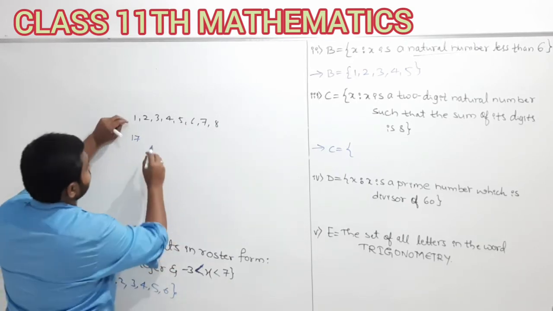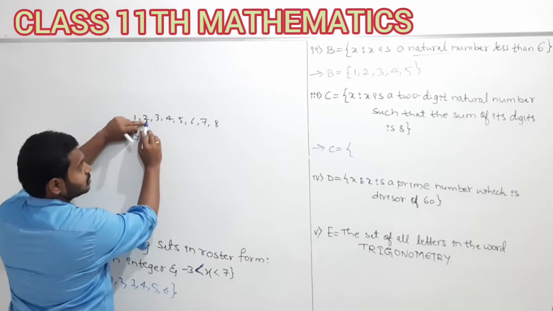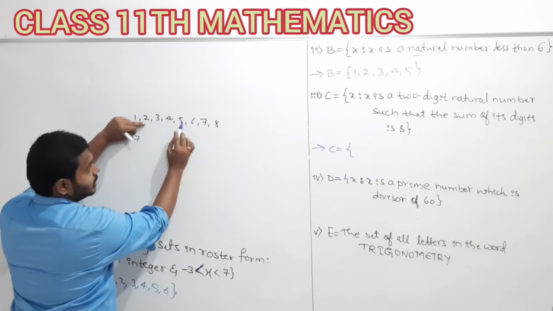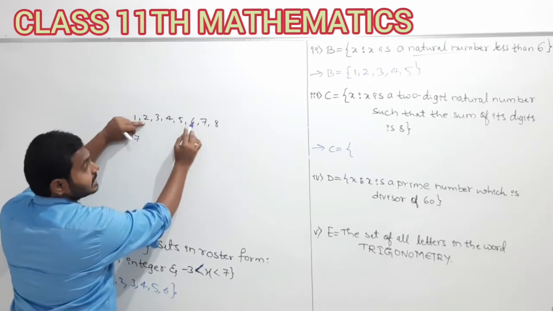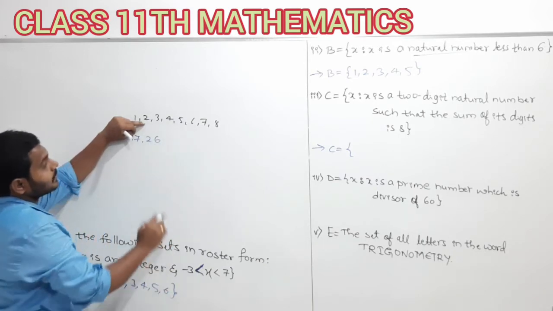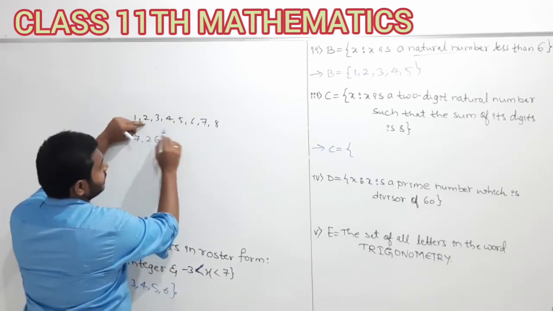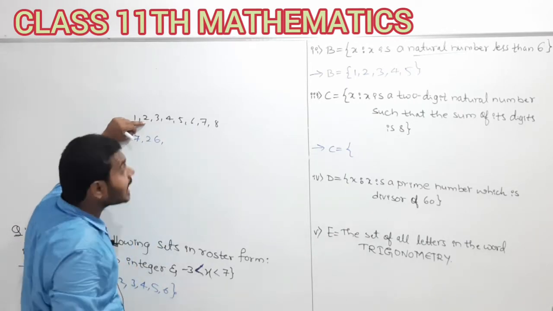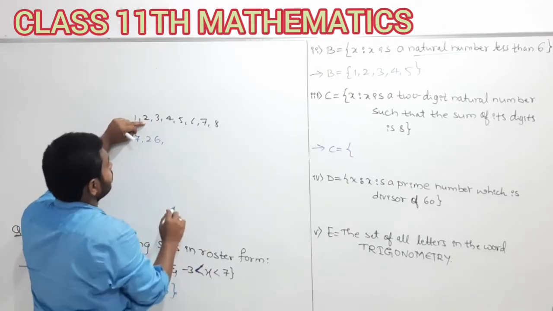Next, 2 plus 1 is 3, not possible. 2 plus 3 is 5, 2 plus 4 is 6, 2 plus 5 is 7, 2 plus 6 is 8. So you can take 26. 2 plus 7 is 9, again not possible, and 2 plus 8 is 10. It is not possible, leave.